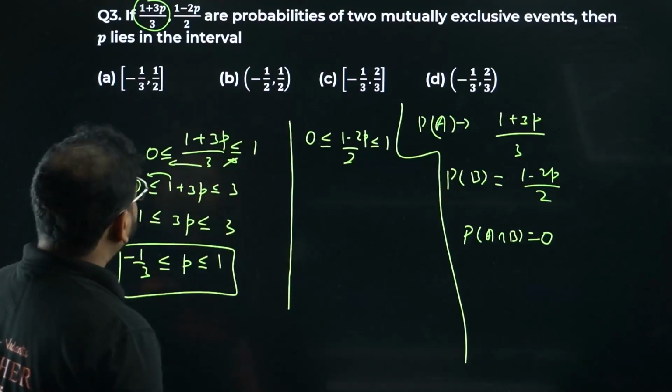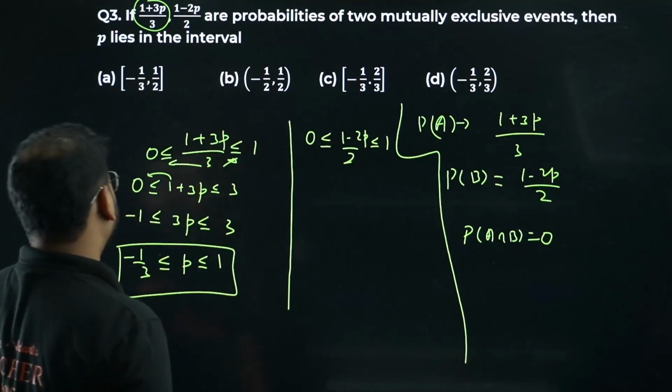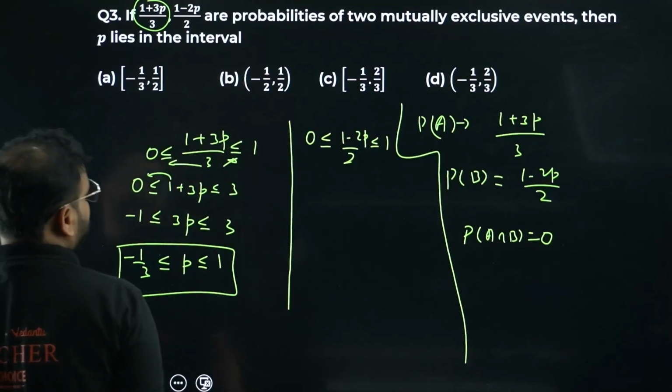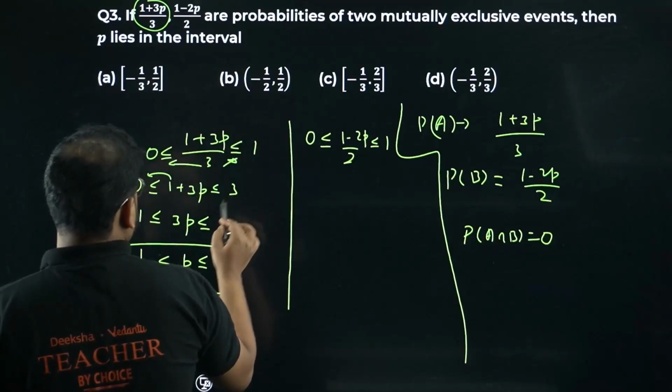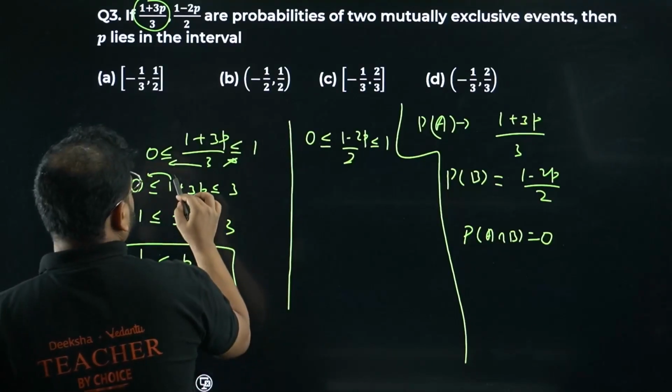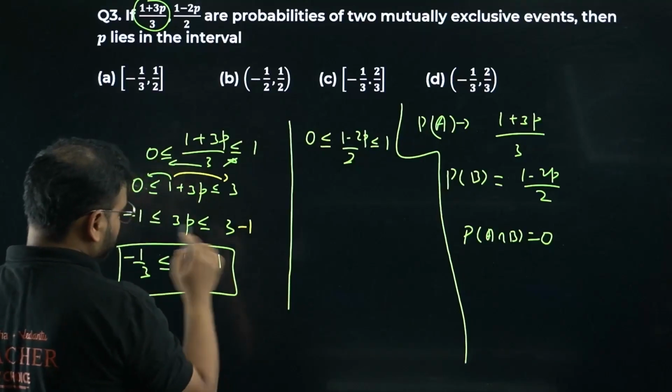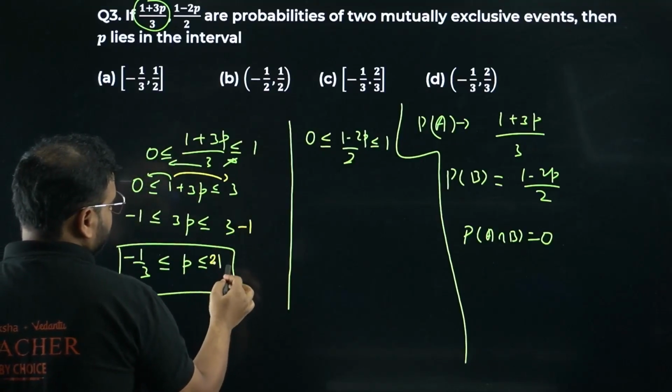Alright, 1 plus 3p should be less than or equal to 1. If I move this... no, I made a mistake. I moved this 1 on this side also, no? I have to move this 1 on this side as well, right? So it becomes 3 minus 1, so it'll be 2 actually. So the answer will be 2 by 3.